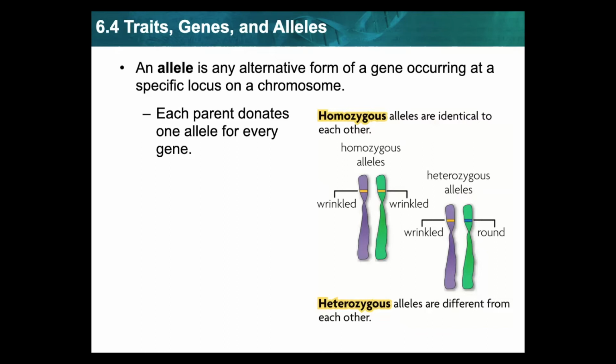So an allele basically is another word for a gene. An allele is a certain kind of gene for a certain kind of trait. So you have alleles for hair color, for example. And within that, you can have an allele for blonde hair, an allele for brown hair, an allele for red hair. So it's basically variances of a certain gene. Each parent gives one allele for every gene.